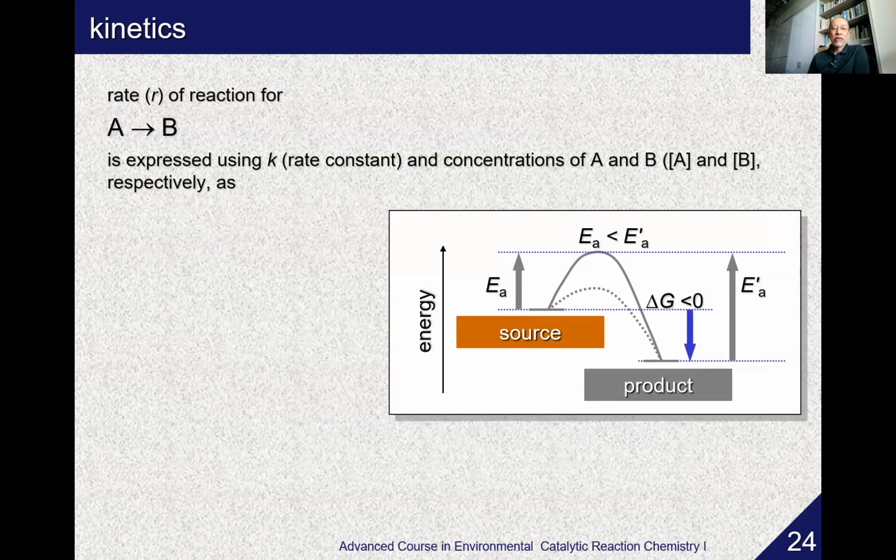explanation of reaction kinetics. Assume the reaction A to B. This is not equilibrium; it is one reaction from A to B. In that case, we assume the rate constant, small k. How is the rate R expressed using the rate constant and the concentration of A and B? Please write. R equals what?